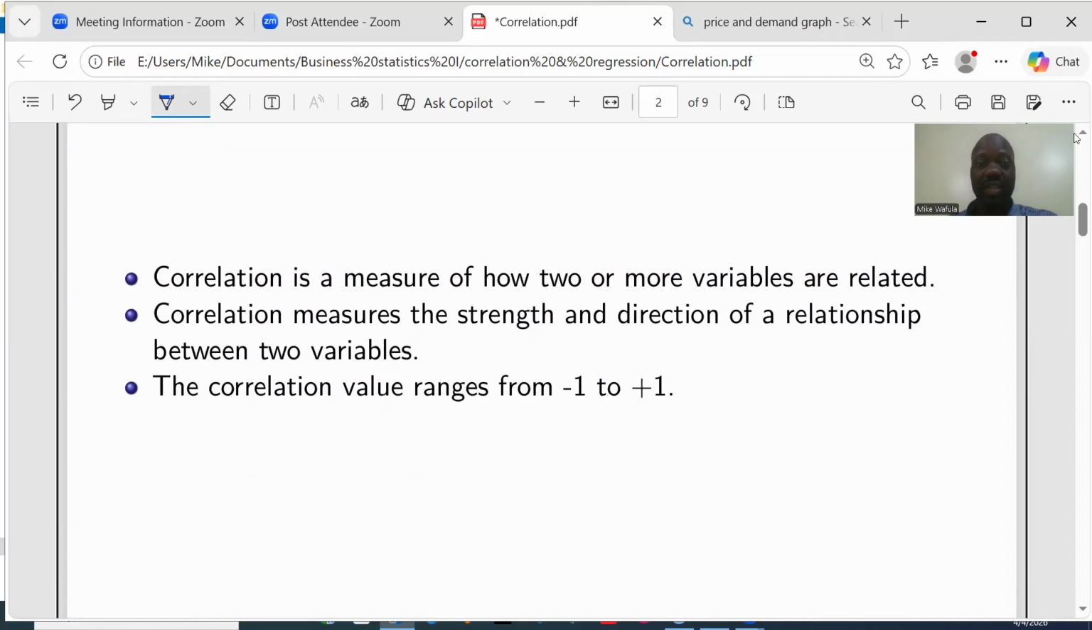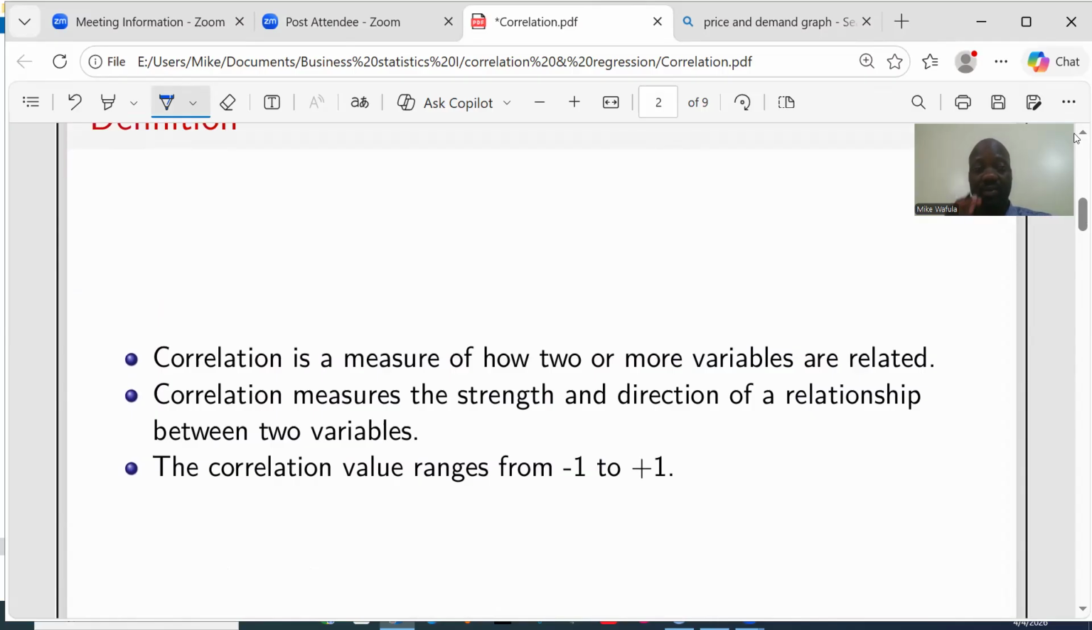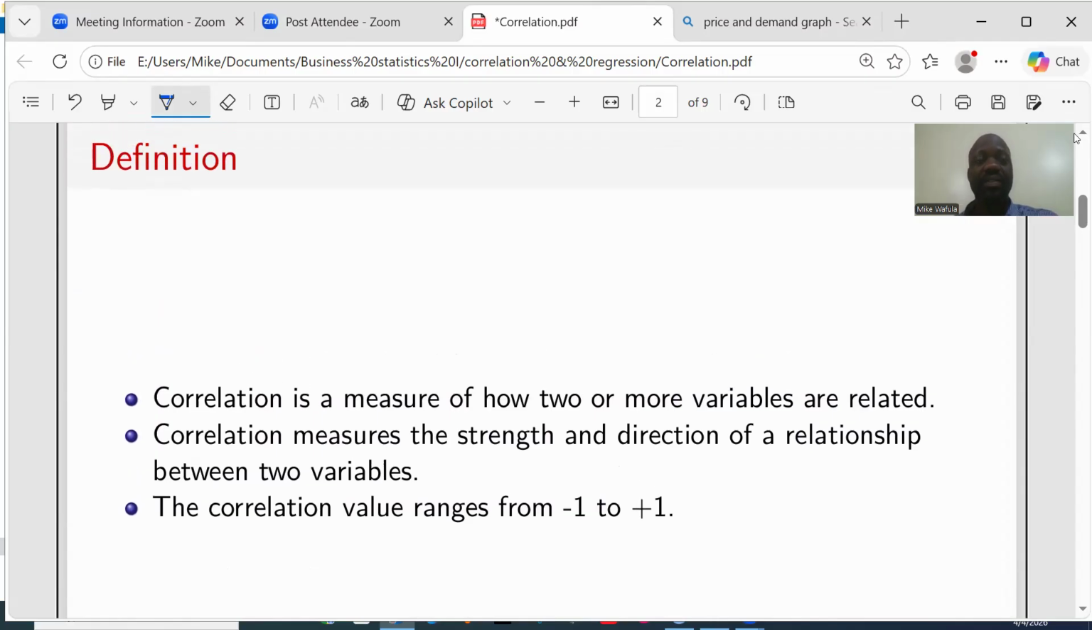Now, correlation is defined as a measure of how two or more variables are related. So whenever we say two variables are related or have an association between them in statistics, the measure that we are talking about is correlation. And so that association, if we can quantify it and know the direction, then we are actually describing correlation. So correlation measures strength and direction. Those are the two aspects that we seek to establish whenever we are talking of an association or a relationship existing between two variables.